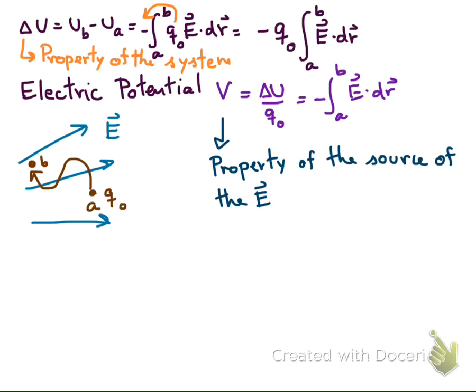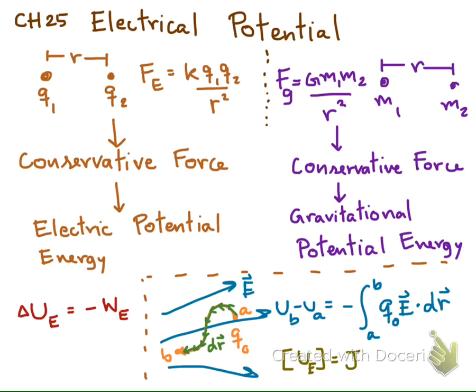But when we calculate the electric potential, you can see that we need only the electric field. So if we know the source of the electric field, we can calculate the electric potential. To be precise, I have to write this as the electric potential difference, which is similar to when we write the electric potential energy difference.